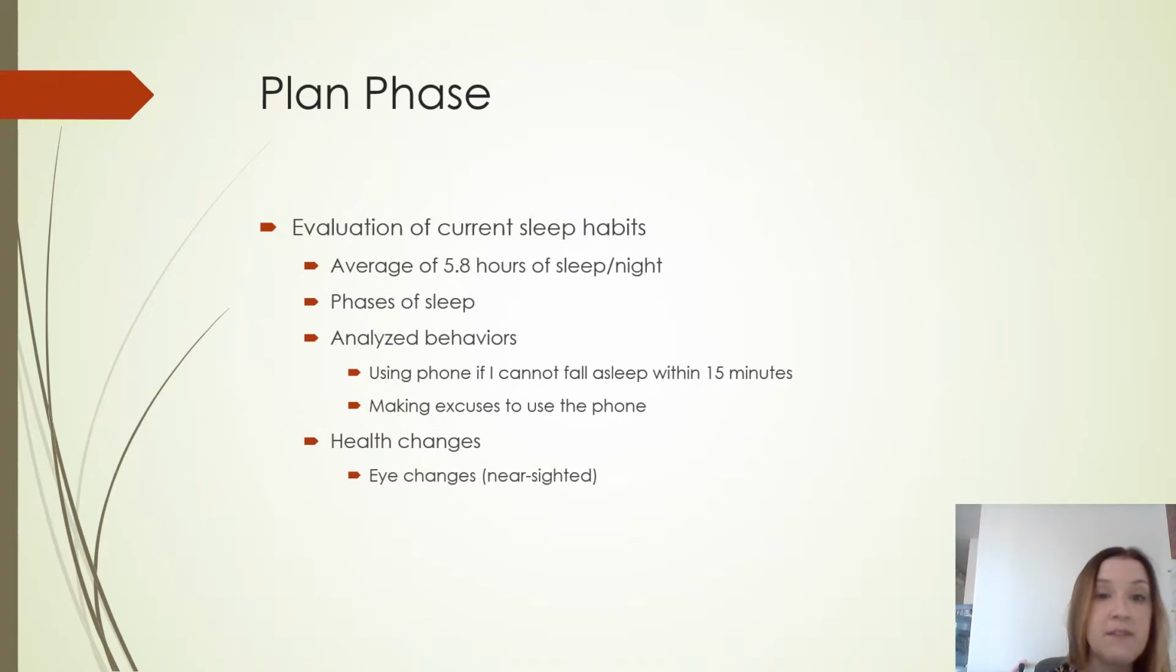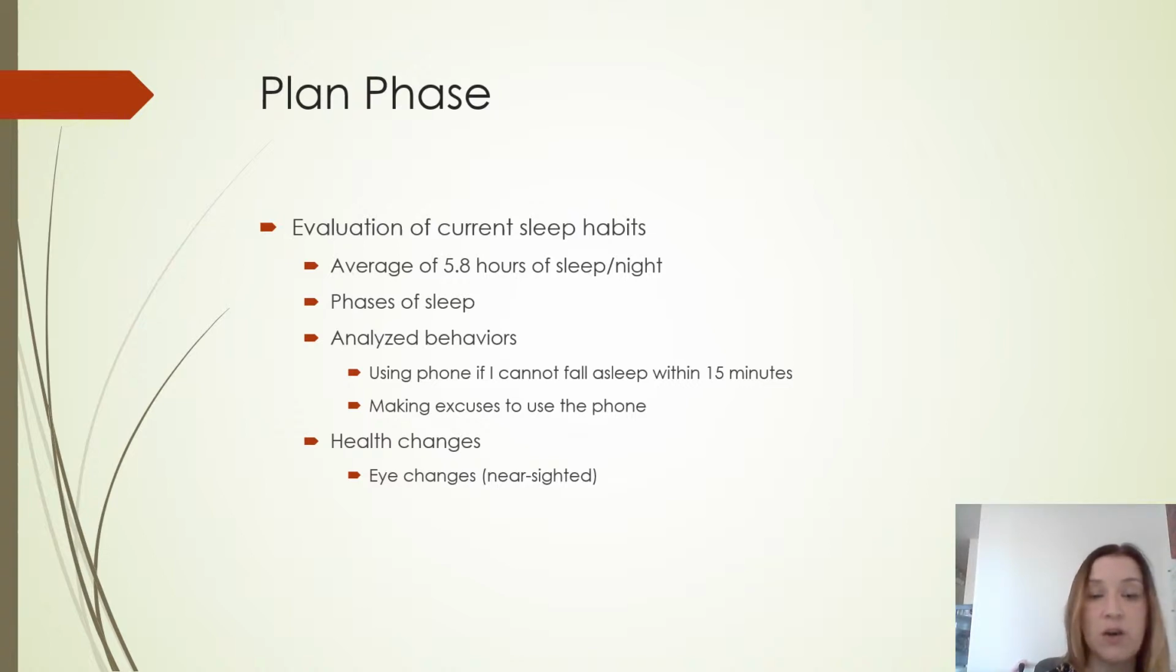For the planning phase, I evaluated my current sleep habits. I went back on my Fitbit and looked at the past month, and I noted that I was getting an average of 5.8 hours of sleep per night. I also looked at the different phases of my sleep and noted that I was in light sleep at least 85% of the night. I started looking at my own behaviors.